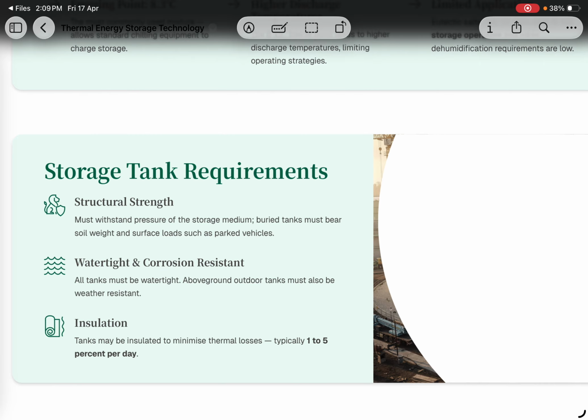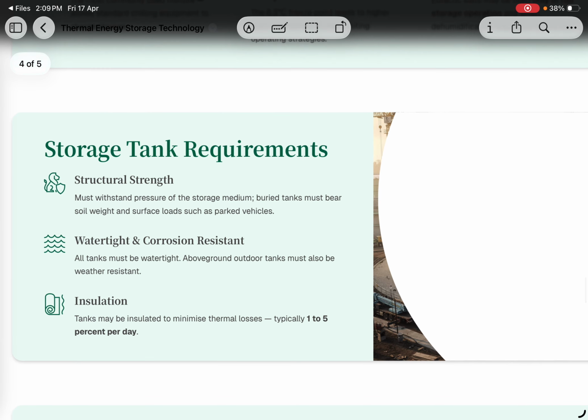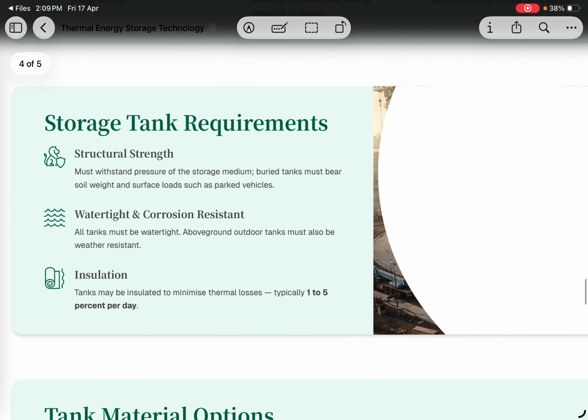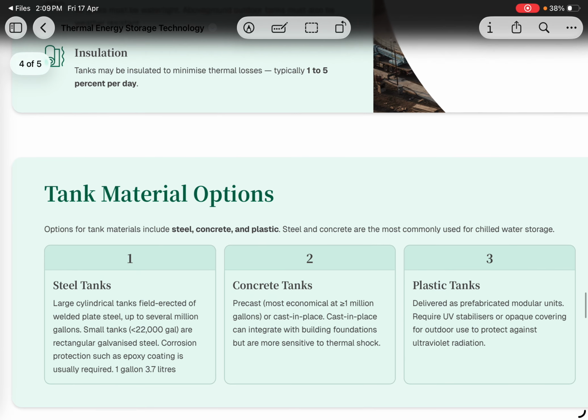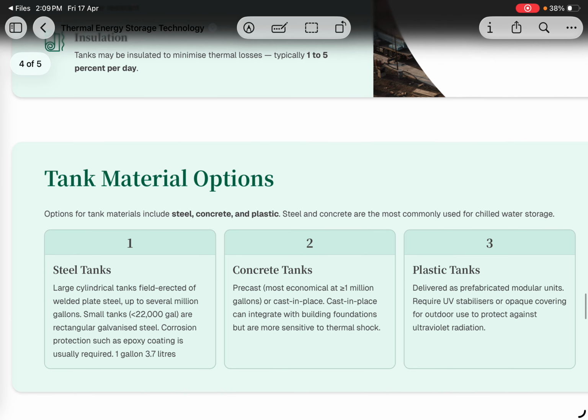is used. Storage tank requirements, obviously from the structural point of view, should be strong, watertight and corrosion resistant, and obviously they need to be insulated properly, because we are talking about very low temperature storage, to minimize the thermal losses. The tank materials used in thermal storages could be steel, concrete, or plastic, right?